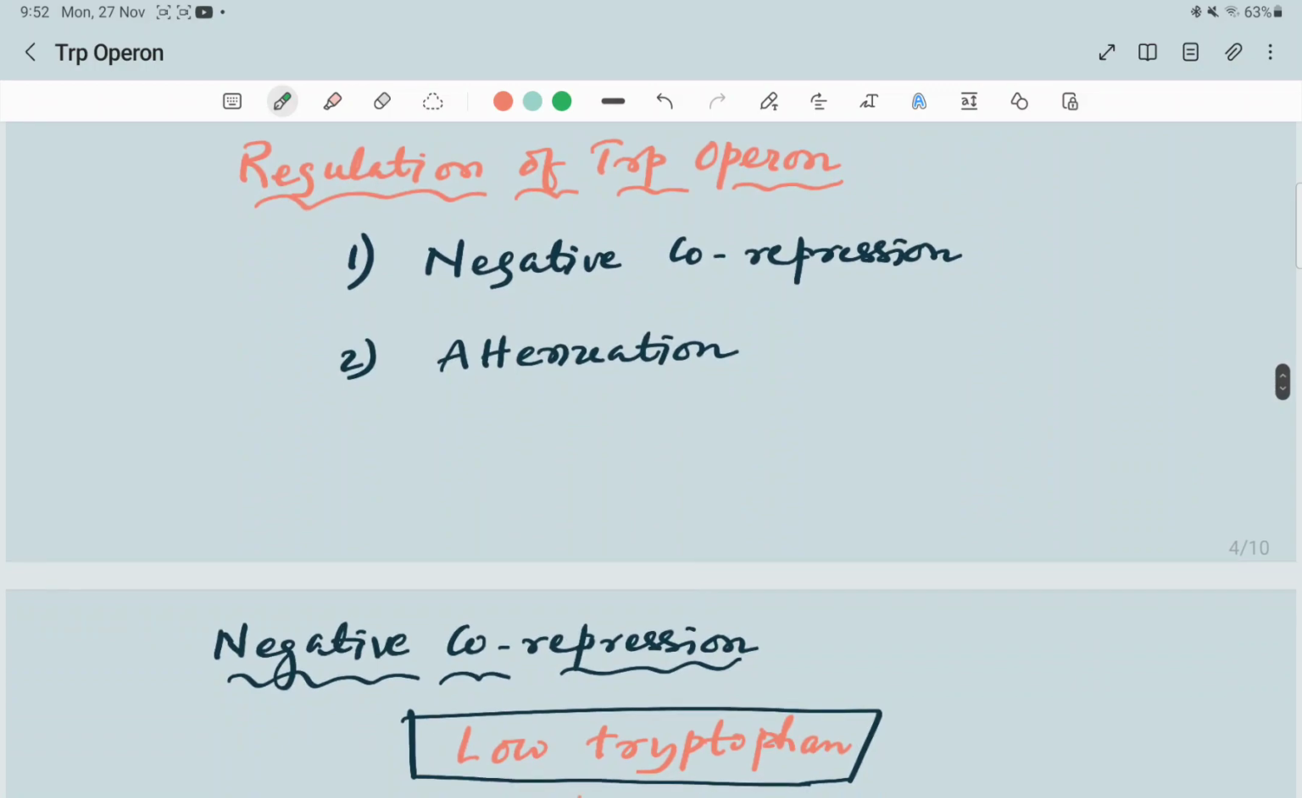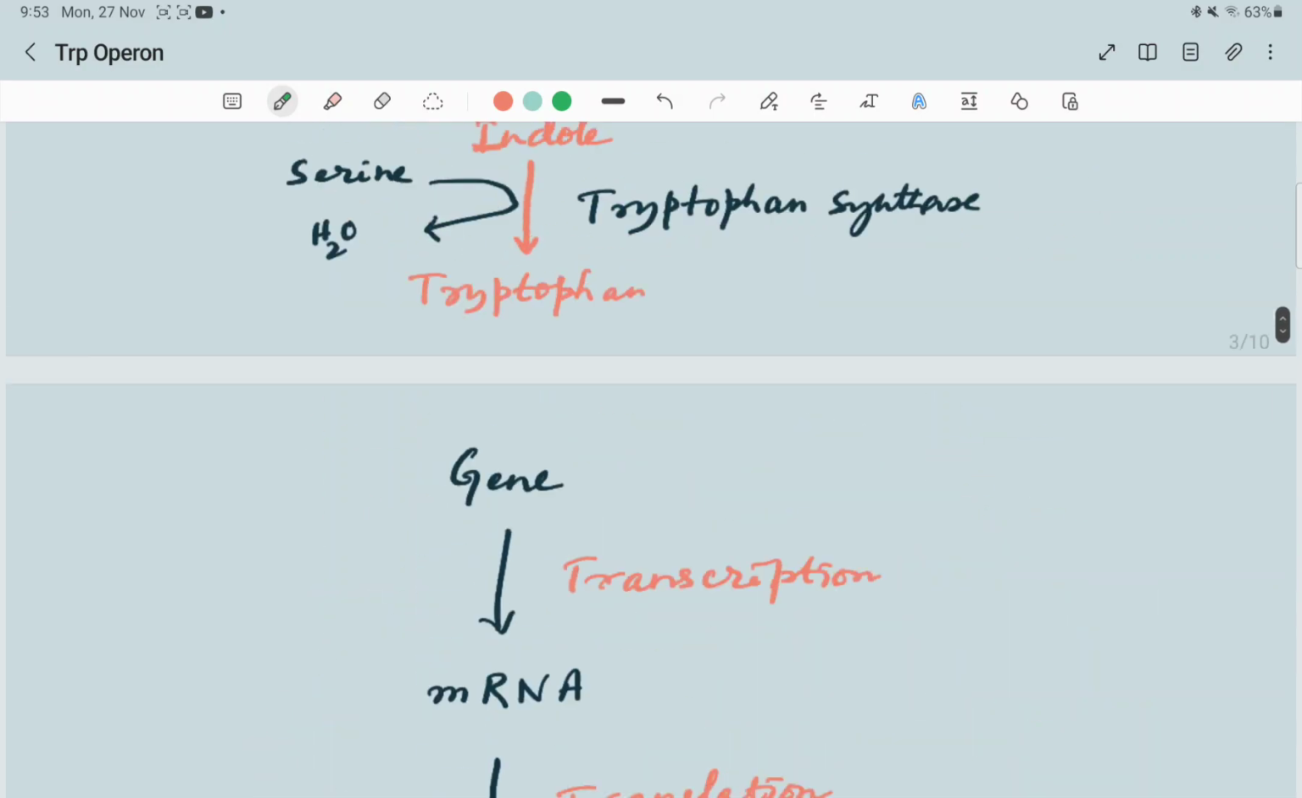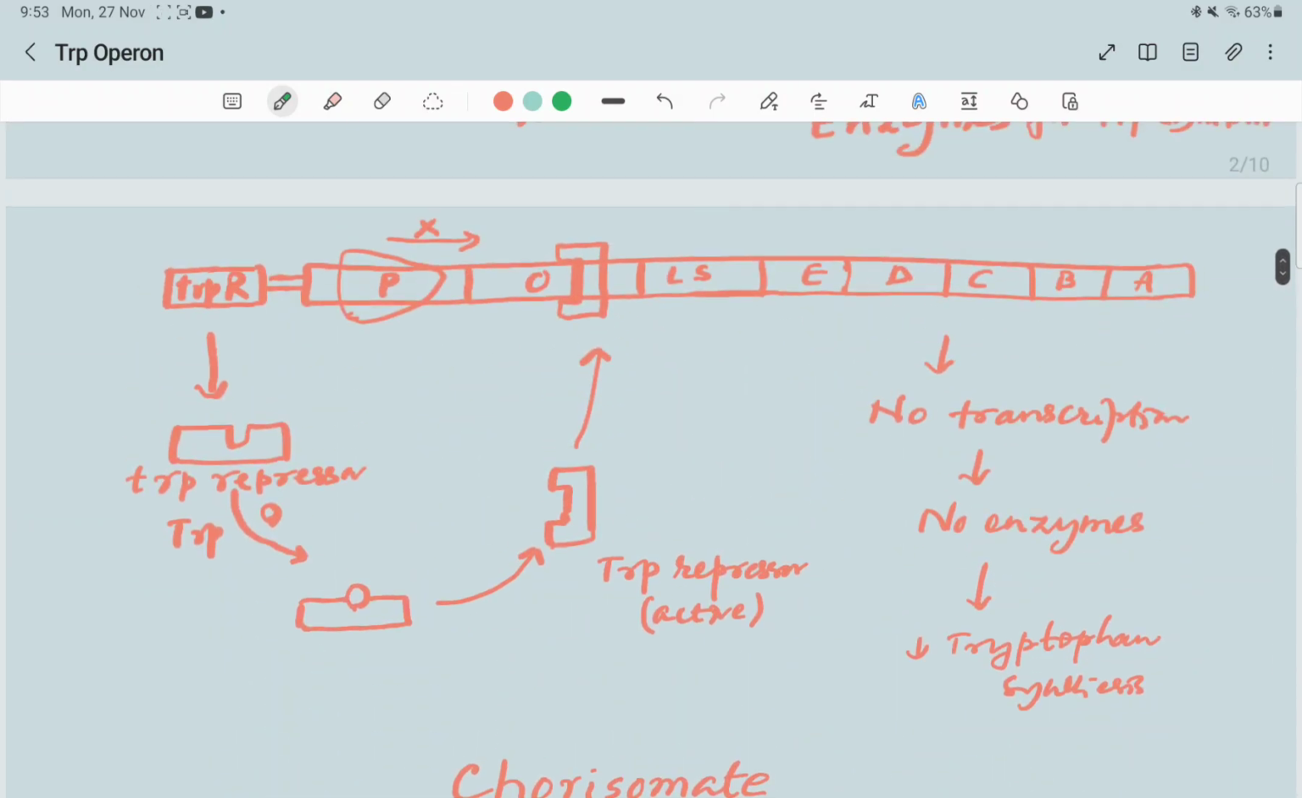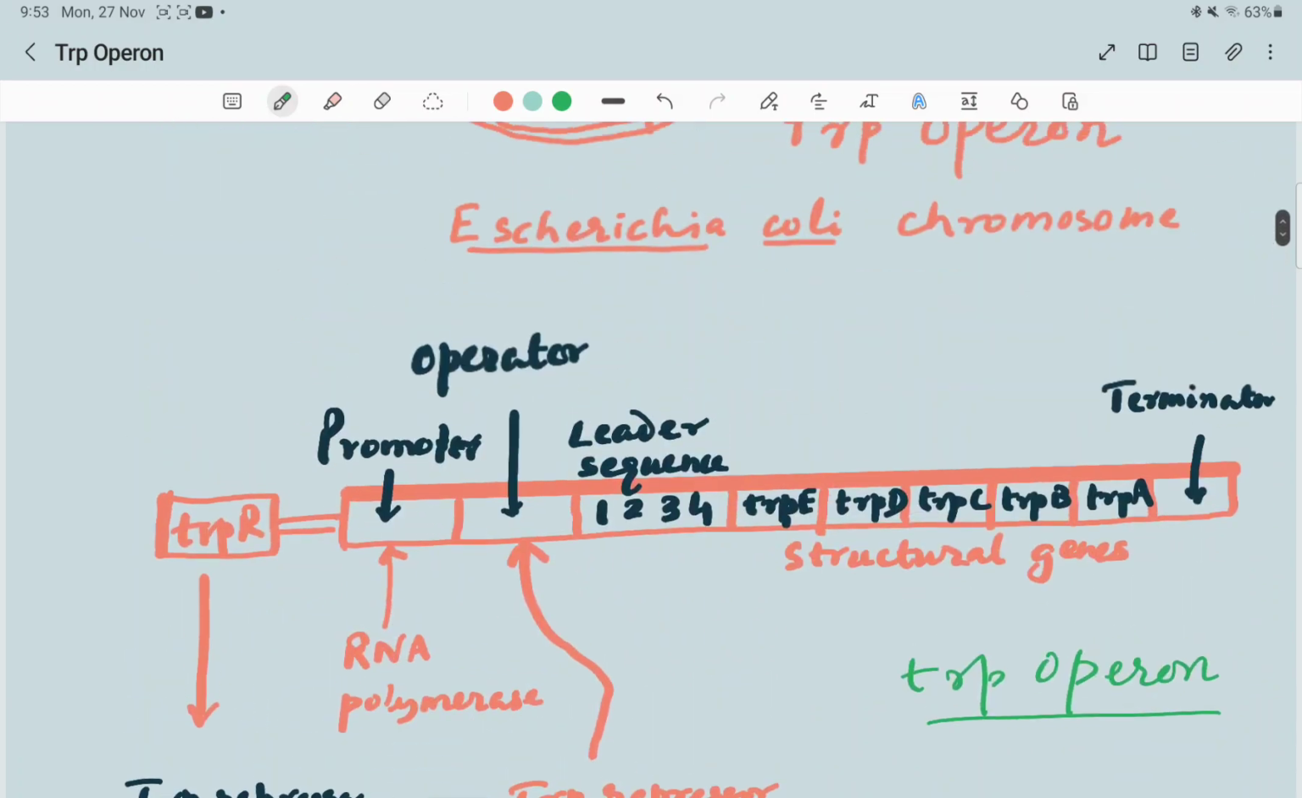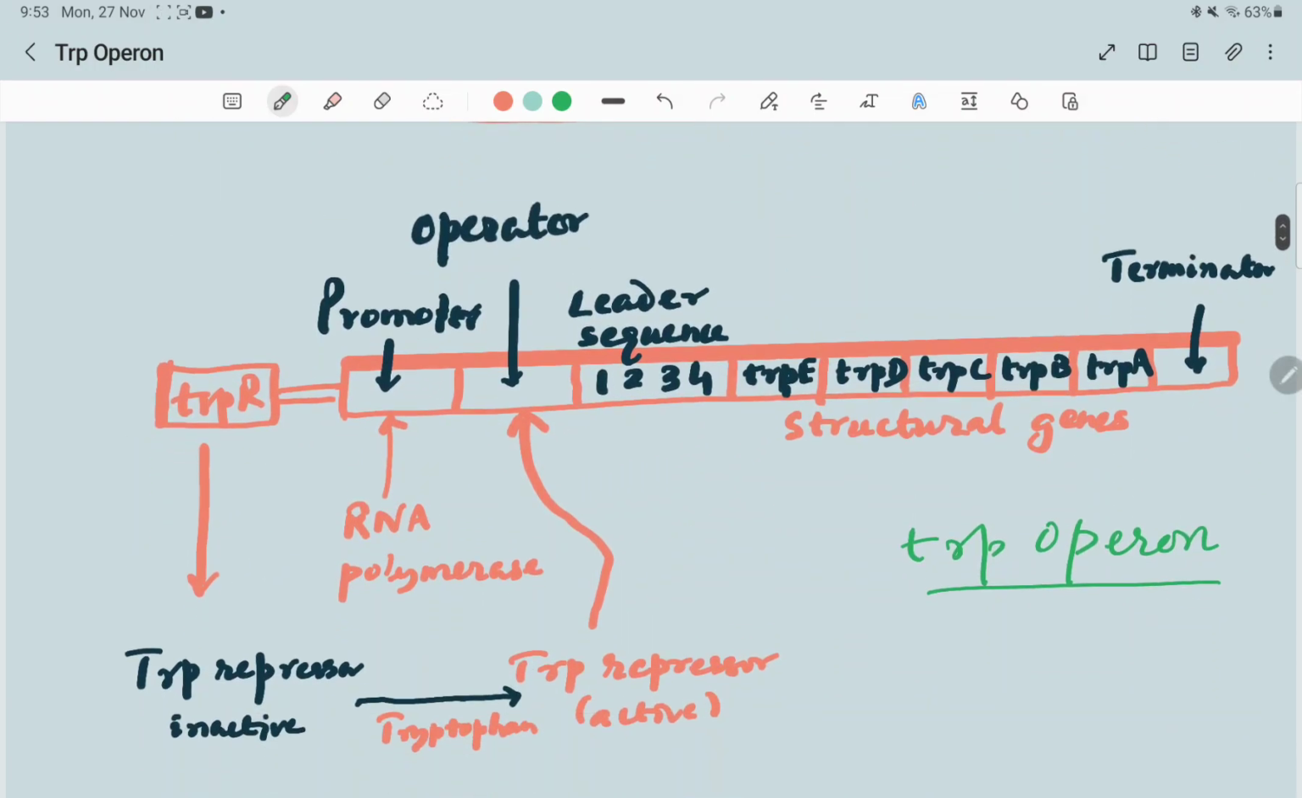Accordingly, the regulation of TRP operon occurs in 2 ways. One is negative co-repression and the second is attenuation. Negative co-repression is through tryptophan, and attenuation occurs through the leader sequence. So this is the leader sequence which regulates the tryptophan synthesis, and that is what we call attenuation. And the other one, this repressor protein, regulates the tryptophan synthesis. So this is through the TRP repressor protein.